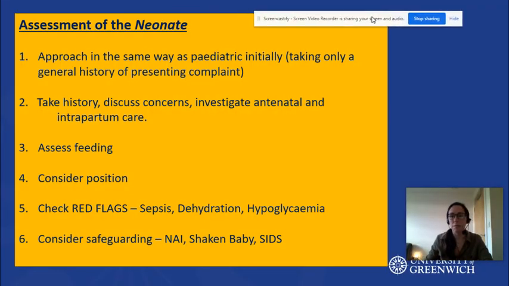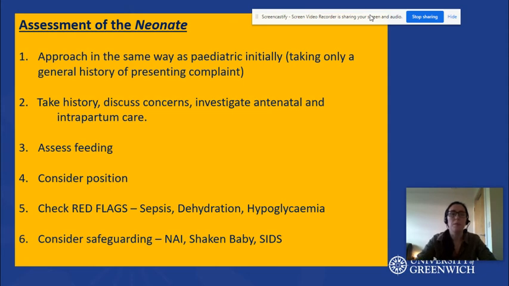All right. So this is how we do the assessment of the neonate. Generally, we're going to take a rough history. If it's a pain or something like that, you can go through SOCRATES, but what most of the time we're doing is just general unstructured history taking initially. So we say to the parent, what seems to be the problem? When did it start? All that kind of stuff.